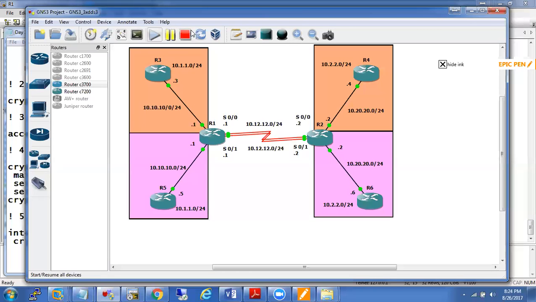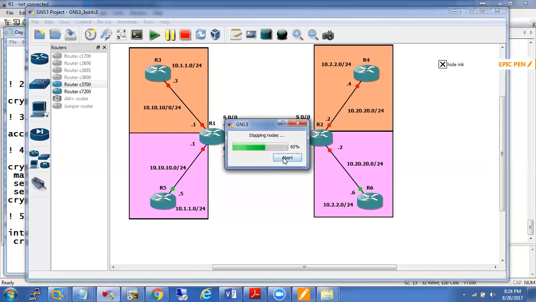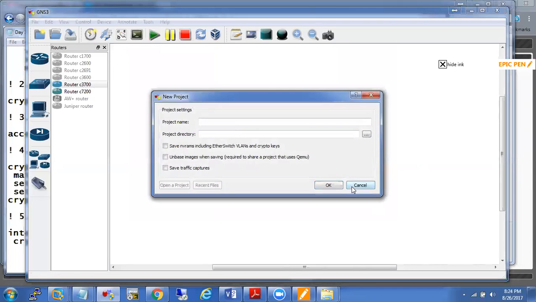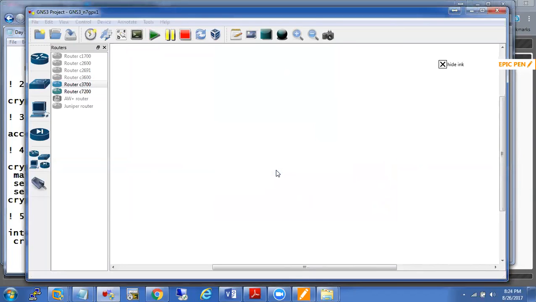I'm going to blow this topology off. You guys need to pay attention to this. This is important. And if you don't pay attention, you might get confused.